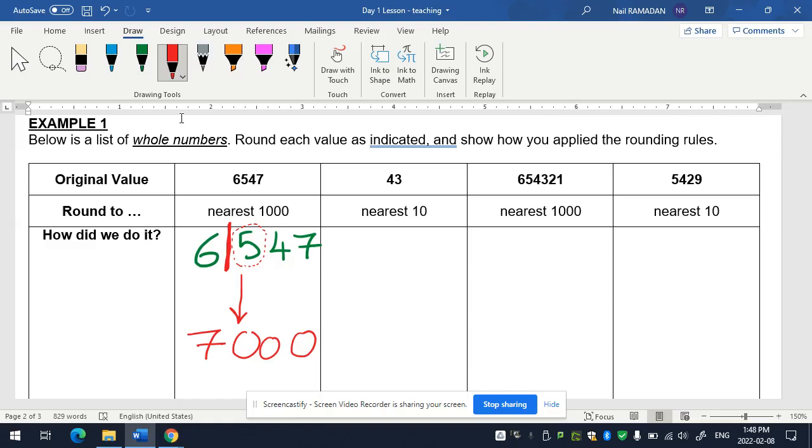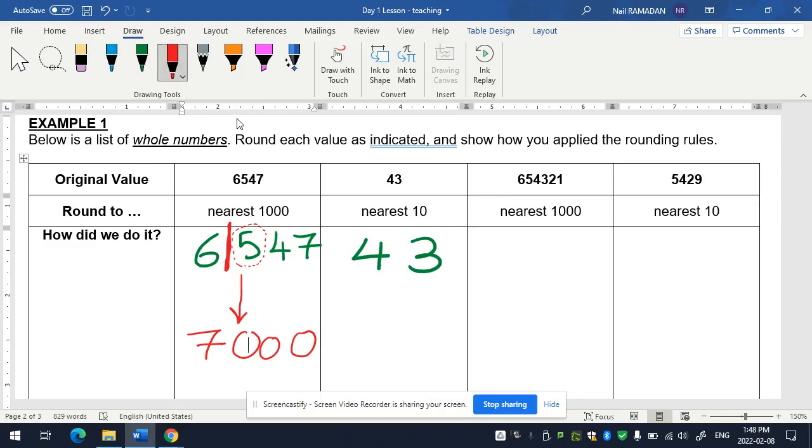Okay. Next one. 43. And we want it rounded to the nearest what? How many zeros does 10 have? 1. So where is your line going to go? One digit this way. Yep, you got it. So write the number. Oh, sorry, it's 43.